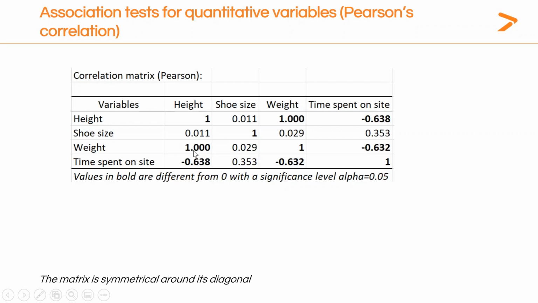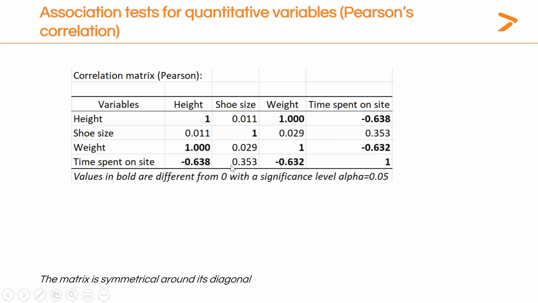When the correlation coefficient is close to 1, which is the case between weight and height, then the relationship is positive. So when height increases, weight increases as well. When the correlation coefficient is close to -1, such as for height versus time spent on site, we have a negative correlation, negative relationship, which means that when one variable increases, the other one decreases.